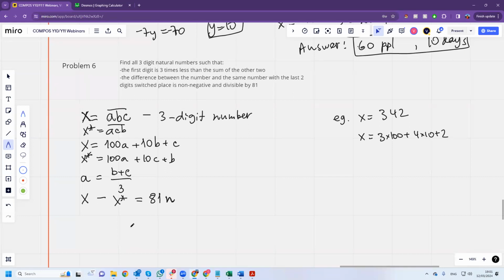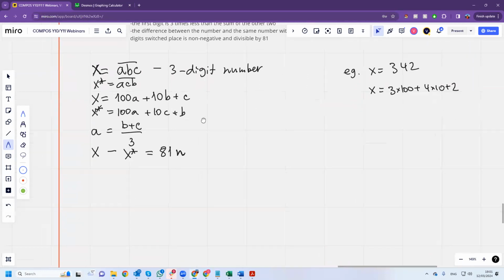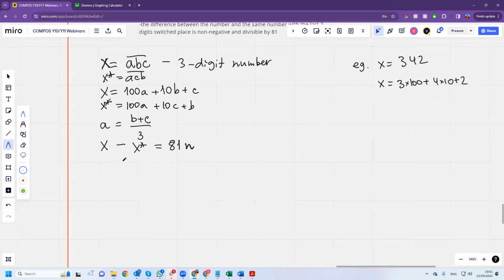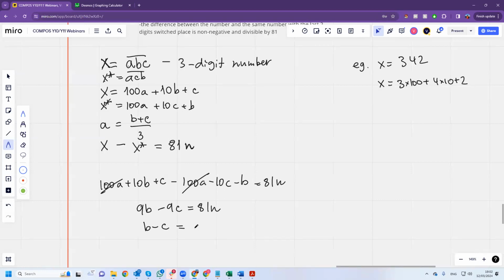Right. There's a lot of stuff here. Let's start cleaning things up. Well, first of all, we'll sub that in, X minus X star. So that's 100A plus 10B plus C minus 100A minus 10C minus B is equal to 81N. Well, 100A cancels, and we get 9B minus 9C is 81N, and B minus C equals 9N.